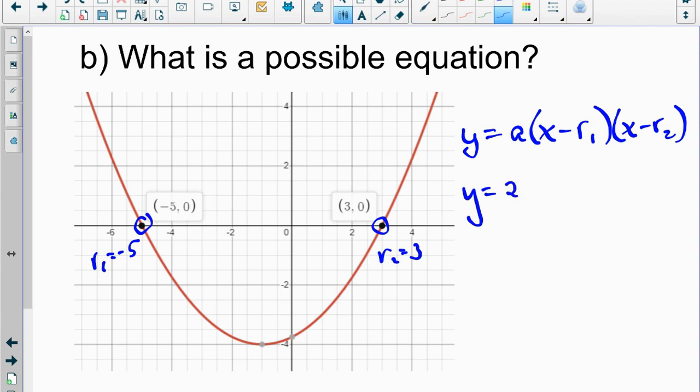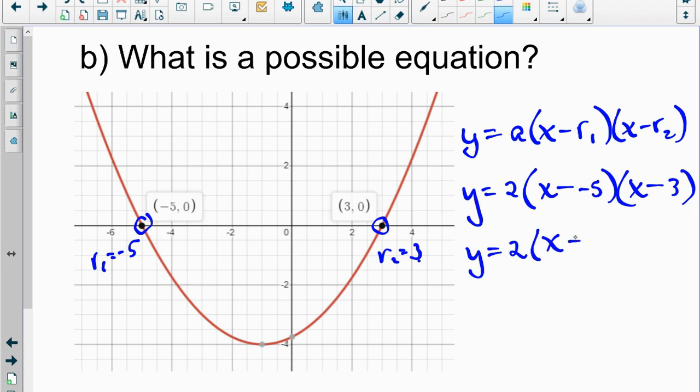Okay, so you can pick whatever you want. I'm just going to pick a 2 for now, just randomly. It's a positive 2. I have x minus my first root. Well, my first root was over here at negative 5. So x minus negative 5. My other root was R2, and that was a value of positive 3. So x minus 3. Now it looks like I need to clean that up a little bit because I have double signs. My x minus negative 5 becomes x plus 5, and x minus 3 stays the same.